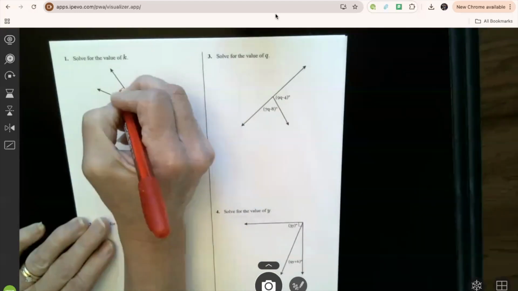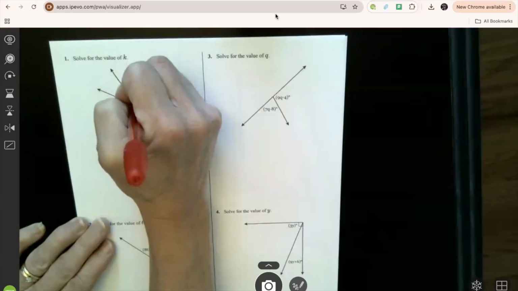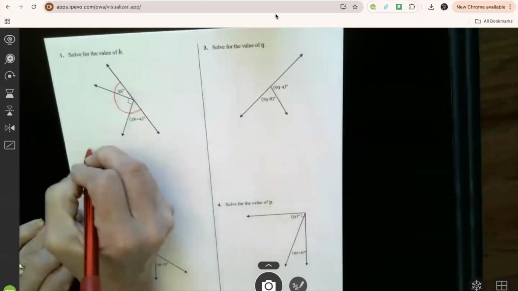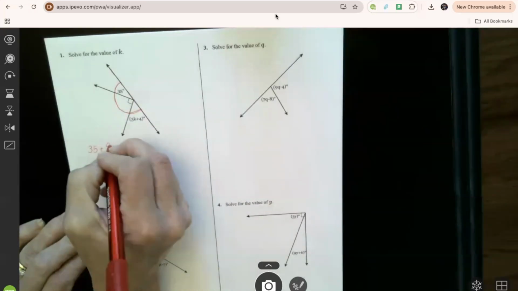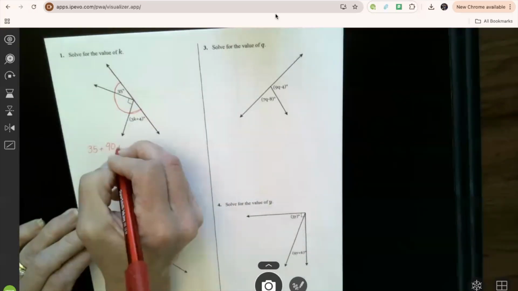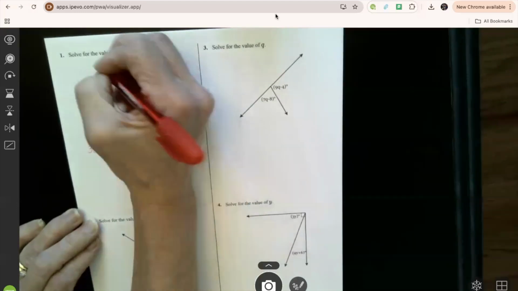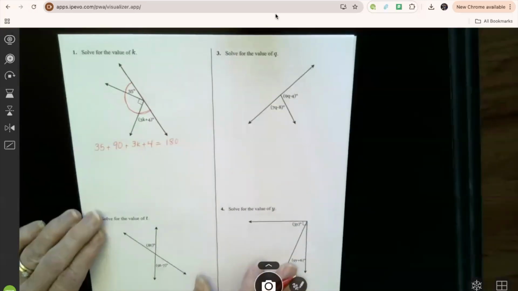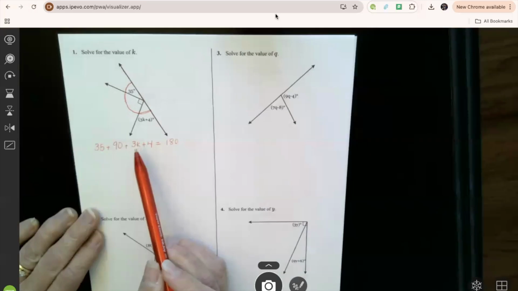But look what I've just done. These three angles together make a straight angle, which equals 180 degrees. So I know 35 plus 90 plus this 3K plus 4 equals this straight angle, which is 180 degrees. Now I have what I need to be able to solve an equation and find the value of K.